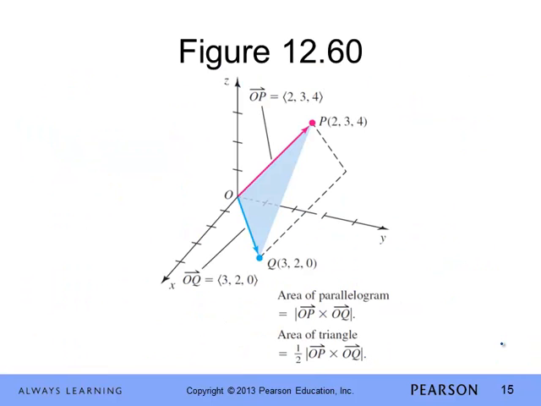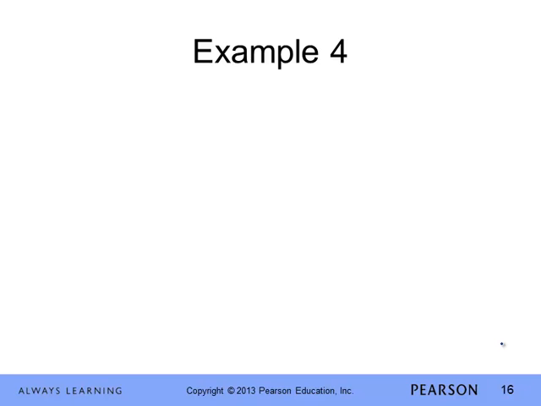So here's a picture of what we just did here. We had point O, point P, point Q, and here's the three-dimensional triangle. We just found the area of that, which is 1/2 of the magnitude of the cross product of vectors OP and OQ. All right, let's do another example here. This is example number 4.